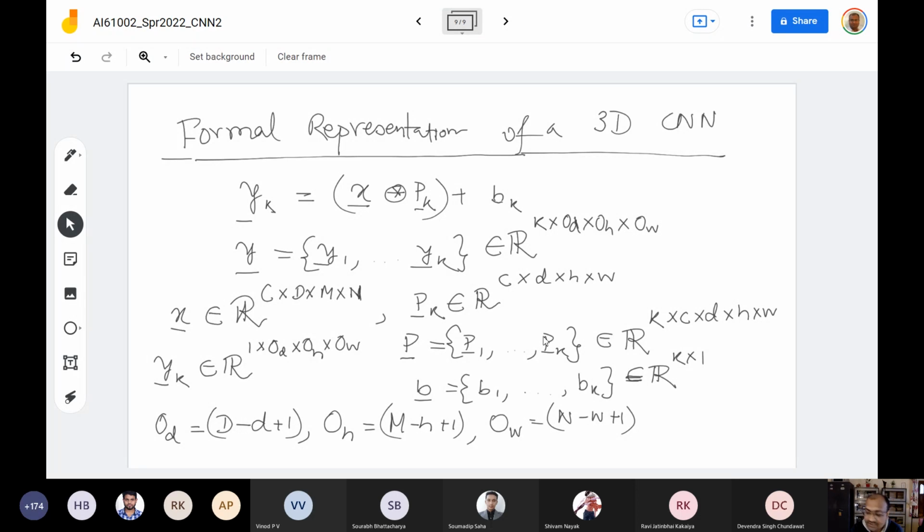Okay, then we again catch up tomorrow. Tomorrow I'm going to start with stride, padding, non-linearities and actually draw a complete CNN. And then we will again represent every single layer as a formal representation and see how it looks. Okay, sir. Thank you.